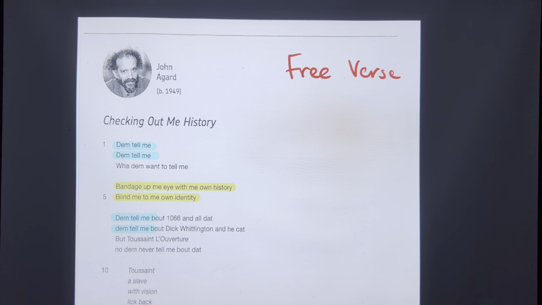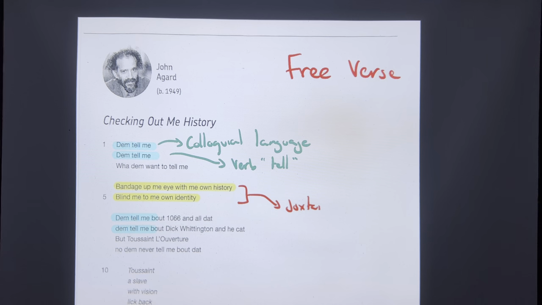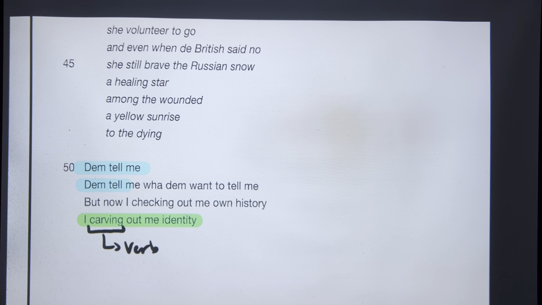The first thing that I would like us to focus on, guys, is the repetition of "dem tell me." Now, the language that has been used here is colloquial language. Guys, colloquial language is when you write the way you speak. And I would zoom in to the verb "tell" for that particular quote. Then, for the second one, "bandage up me eye with me own history, blind me to me own identity," I would use it as juxtaposition, and I would zoom in to what a bandage symbolizes. And the verb carving over here.